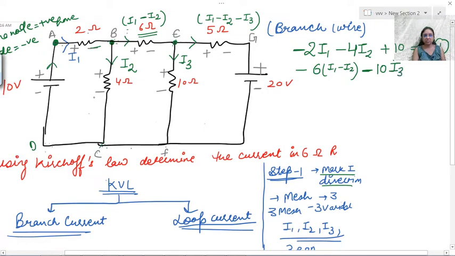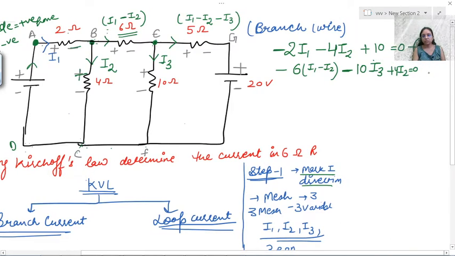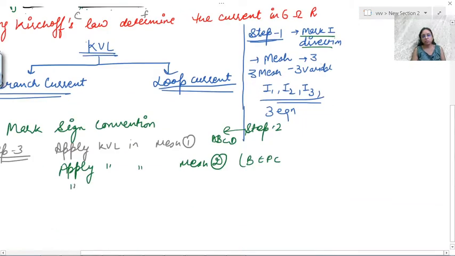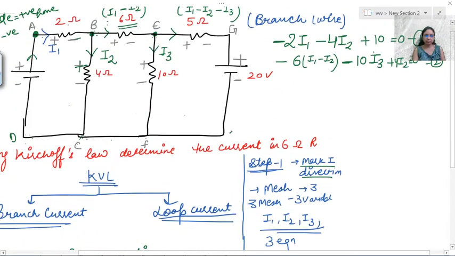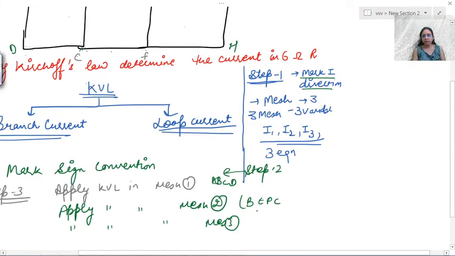C to F, what is the second sign coming in your path? That is plus. So it would be plus 4, and current is how much? I2 is equal to 0. So this you got as the second equation. Clear? Now you need to apply KVL in mesh 3. Mesh 3 is which one? E, G, H, F. I'm writing down here E, G, H, F.